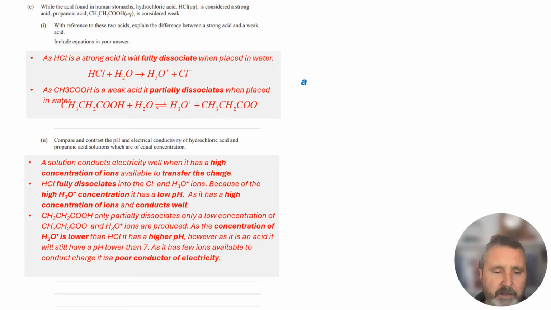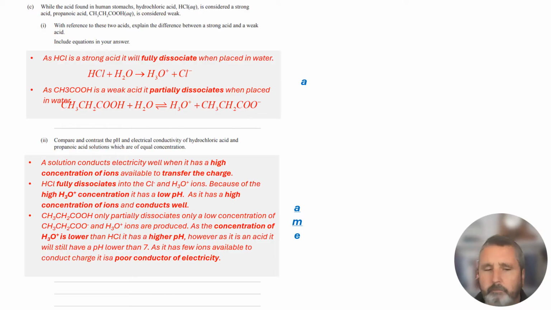It's still going to be less than 7 because it's still going to produce hydronium ions, but it's not going to be as low as 1. It's going to be something around about 3 or 4. So this is an achieved, a merit, and an excellence question.